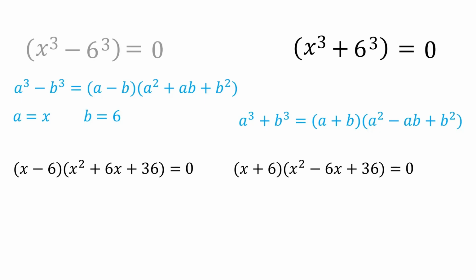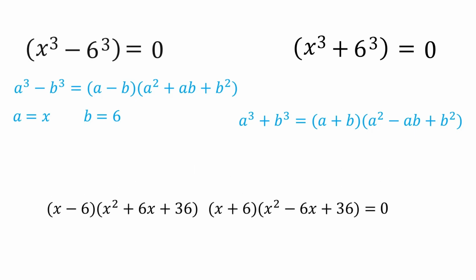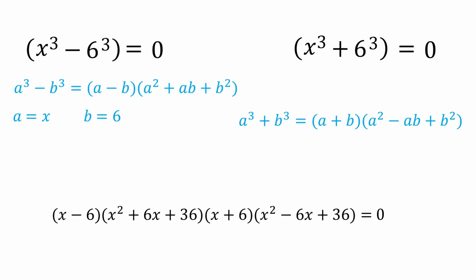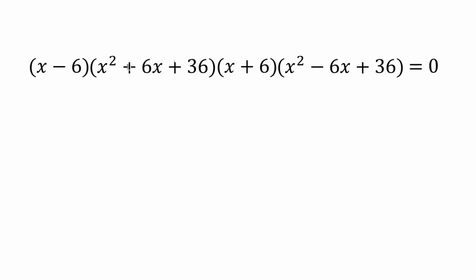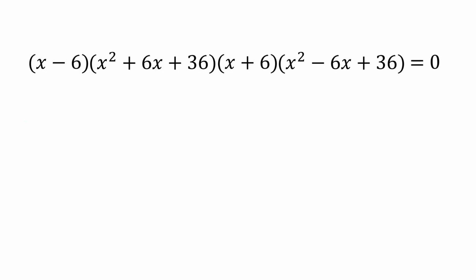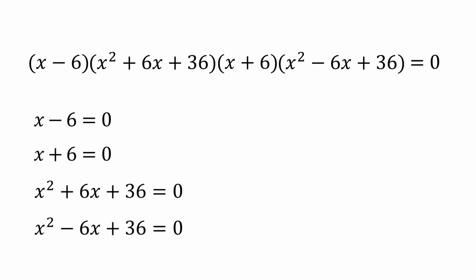Let's put everything together. We now have four factors multiplied together, and since their product is 0, at least one of these factors must equal 0. Instead of one large equation, we've transformed it into four smaller equations. Two of them are linear, two of them are quadratic. Let's solve them, one at a time.